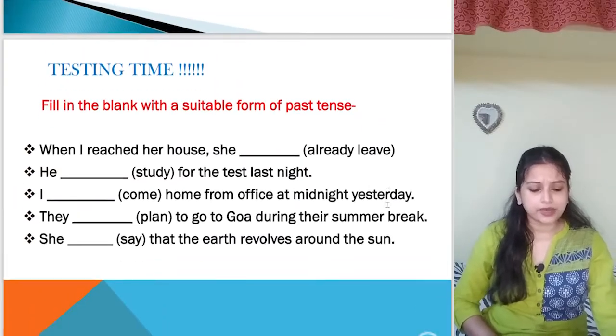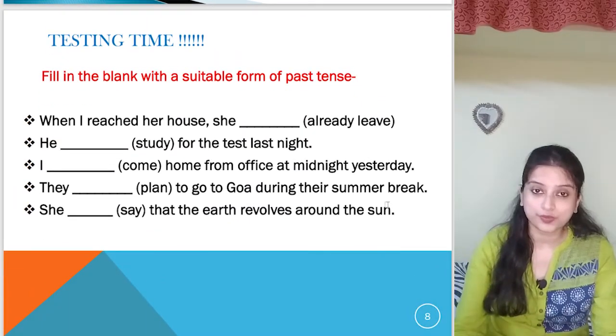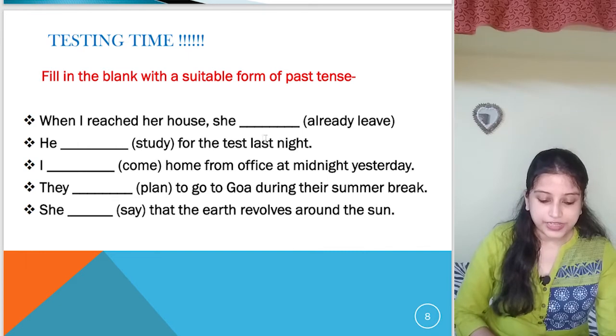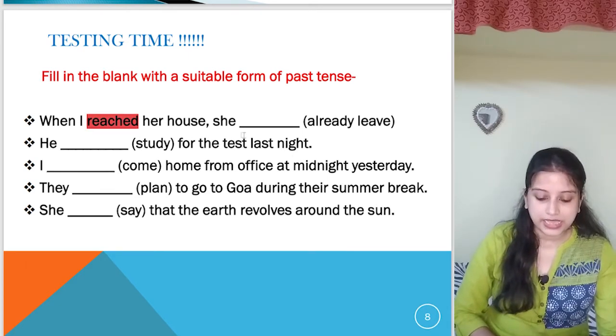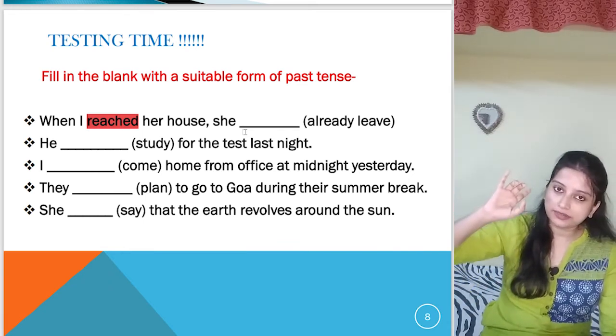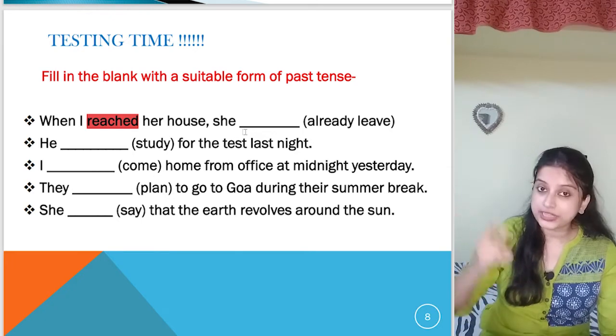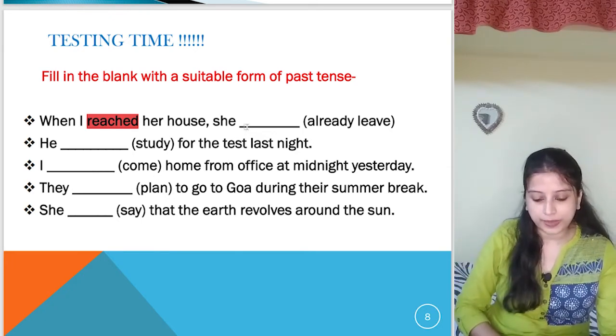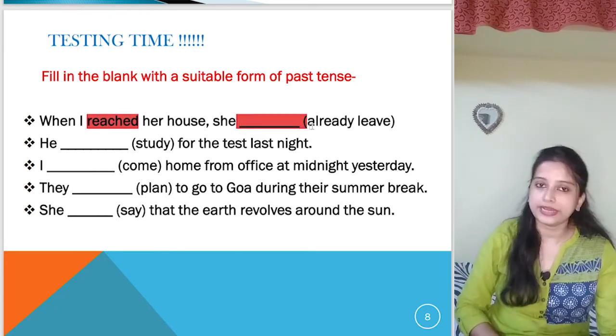Let's see. Now this is testing time. Let's see how much we have clarified. When I reached her house, this is the hint. Reached means done in the past. Now when I reached, I saw she was not there. That means she left earlier than when I reached, right? First she left, then I reached. So that is more past. So she had already left.